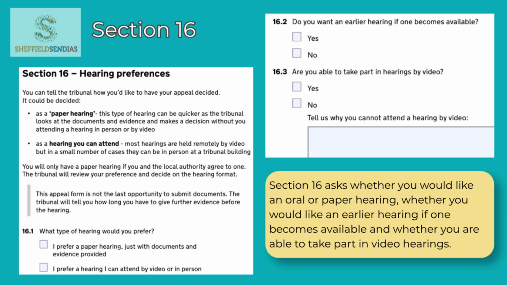You should also tick the box indicating that you would accept an earlier hearing date if one becomes available. Then the form asks if you can take part in hearings by video. This means an online hearing. If you are unable to do this, maybe because you don't have internet access at home, you will need to explain that in the box.